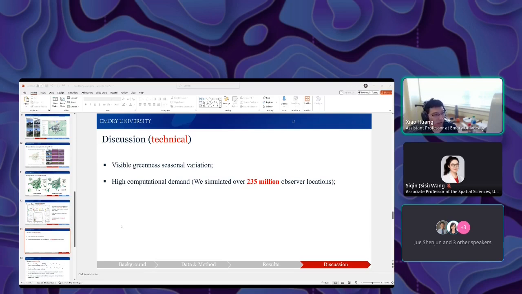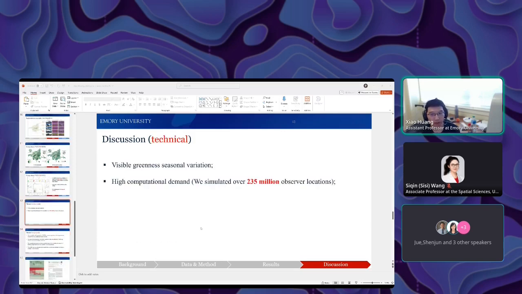Although this is not the focus of the study, we encourage future efforts to explore greenness visibility across different seasons, which is often an overlooked issue in greenness visibility assessment. And the high performance computing environment is another issue.